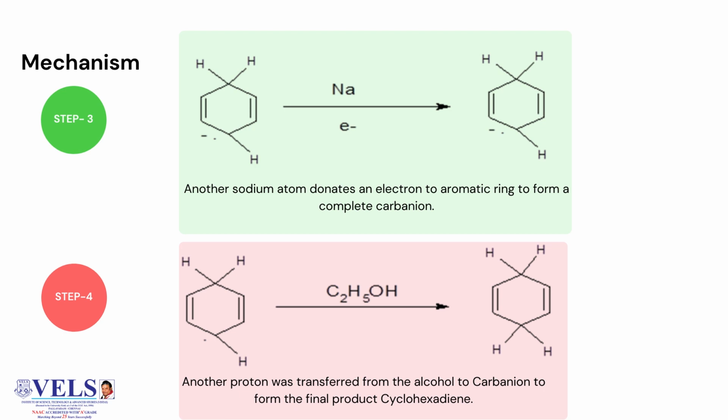In step 4, the anion has two electrons, so definitely it has the ability to accept an H plus ion from ethanol. This H plus ion and the two electrons present at the fourth position are able to form a bond, that is a CH bond. So overall, two hydrogens have been added at the first position and also the fourth position by reshuffling of electrons and double bonds, finally giving a compound called cyclohexadiene.